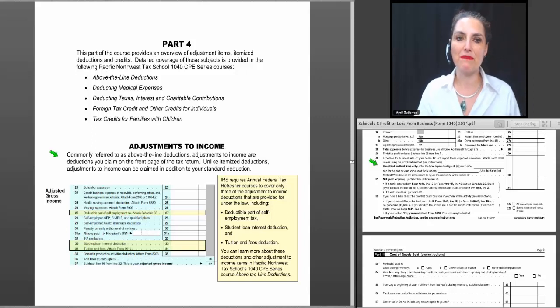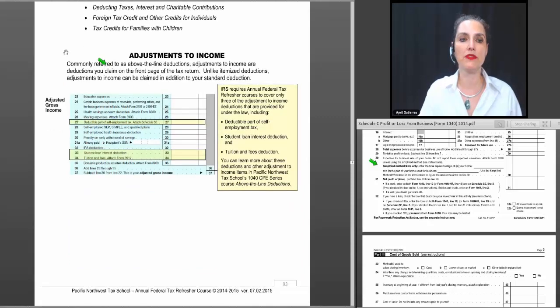Everyone, let's begin now with Part 4 of our course. This part of the course provides an overview of adjustment items, itemized deductions, and credits. And detailed coverage of these subjects is provided in the following Pacific Northwest Tax School courses, including above-the-line deductions, deducting medical expenses, deducting taxes, interest, and charitable contributions, the foreign tax credit and other credits for individuals, and finally, tax credits for families with children.